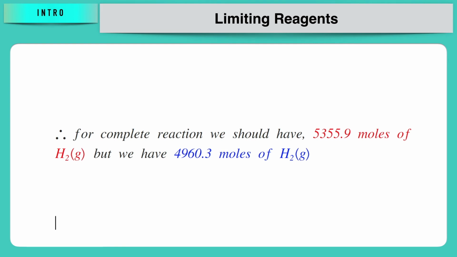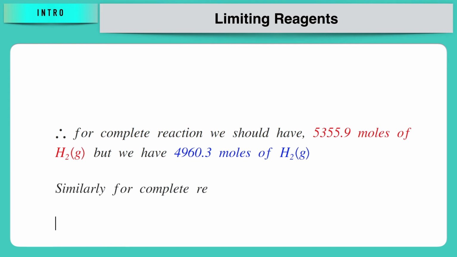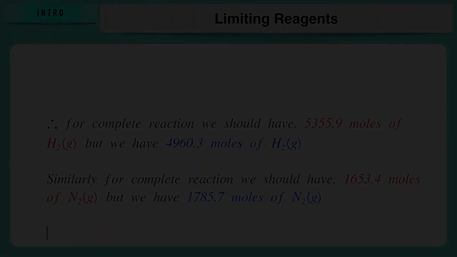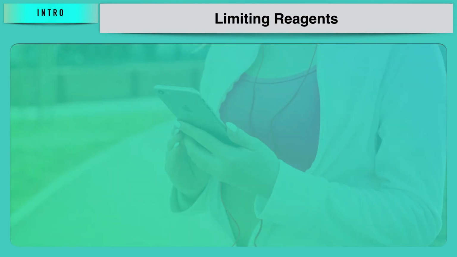Also check the other case. In the other case, what did you get? How many moles of N2? 1653.4 moles, right? But actually, how many moles are present within the reaction? 1785.7 moles. That means N2 is present in excess. Yes or no? Since it is present in excess, it is not completely reacted within the reaction. So what is N2 in this reaction? It is acting as an excess reagent. Is it clear?